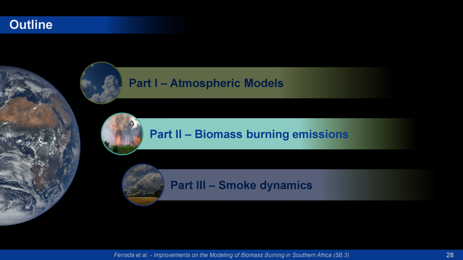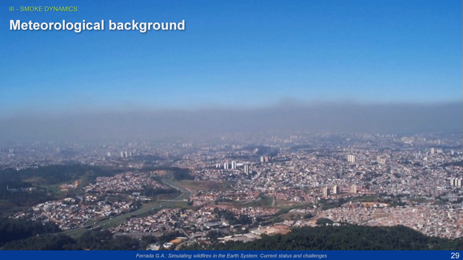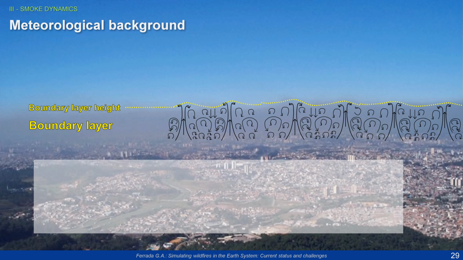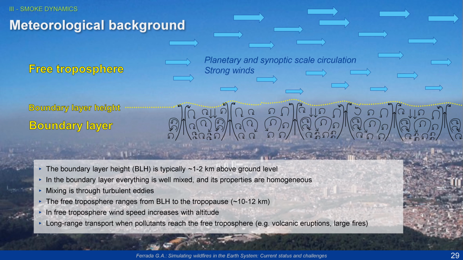Now let's move to part 3, smoke dynamics, and more precisely the plume rise process. Before starting, I want to give a little background on meteorology. Here you see a city, and maybe you can notice the pollution and the clear sky. There is a very clear distinction between them given by the boundary layer height. Above this layer, you have the free troposphere, where the largest circulation patterns are characterized by strong winds.